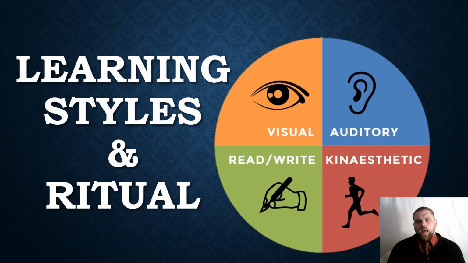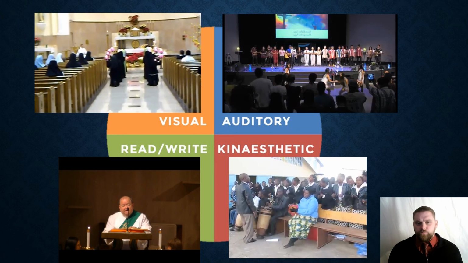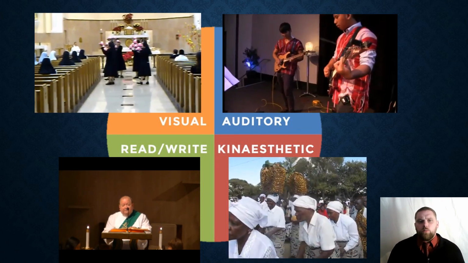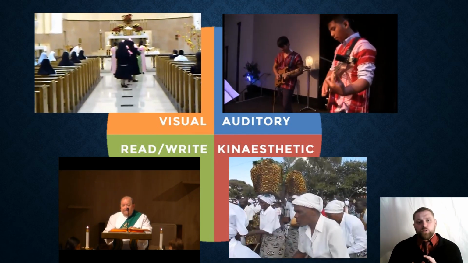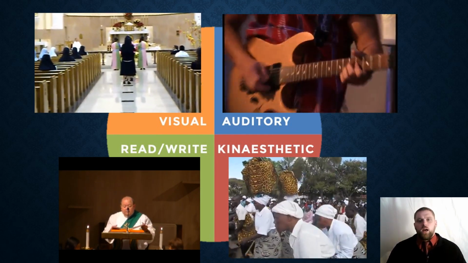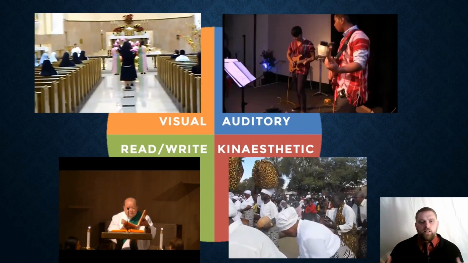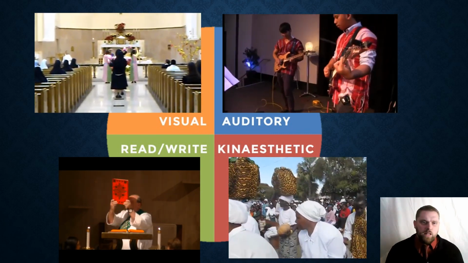The learning styles may at first glance not seem to have a whole lot to do with ritual, especially religious rituals, but they actually do. And if you think about it, they apply directly to how we like to worship and how we like to practice our faith. For example, if you are a visual learner, you probably like to practice rituals that have a lot of visual components. Maybe you belong to a church that has lots of stained glass windows and lots of visual elements.